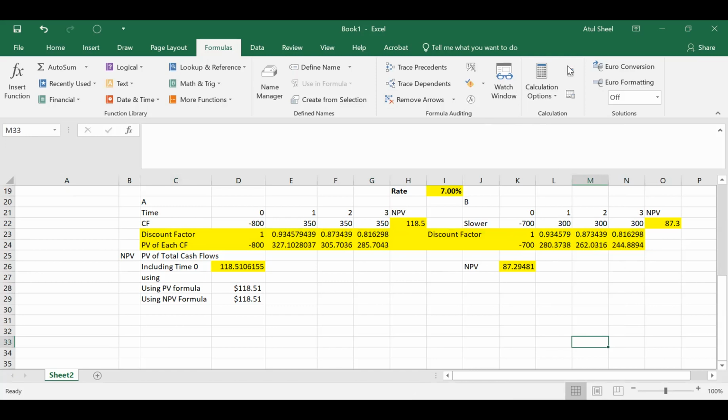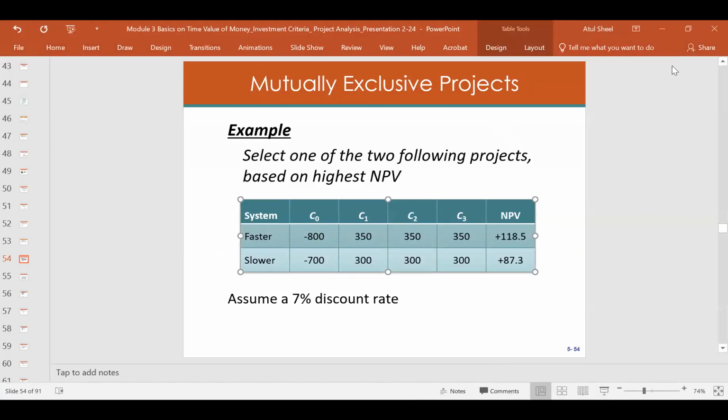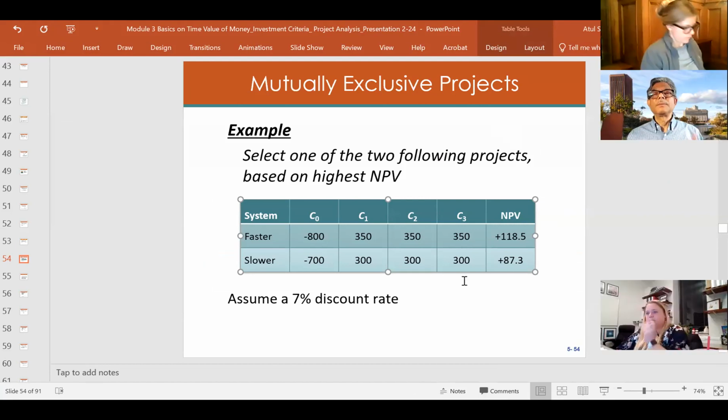So I'll stop sharing this part. I'll go to new share and come back to my slides now. Share. Can you see my slide? PowerPoint? Okay, thanks.